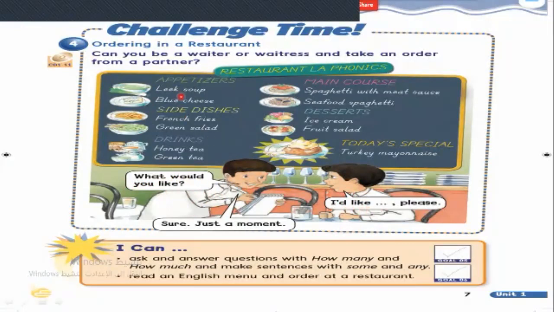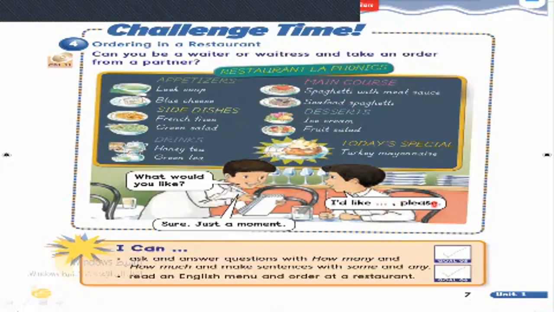So this is the correct answer: I'd like. Here we have a lot of things we can choose. I can say soup, I can say blue cheese, I can say French fries, I can say pasta. I can say a lot of things that I want. But the correct way to say it is I'd like. This is the correct way to start the order. I'd like, and I say the things I want and then I say please. So sure, just a minute. So here we have the correct way to ask in a restaurant.